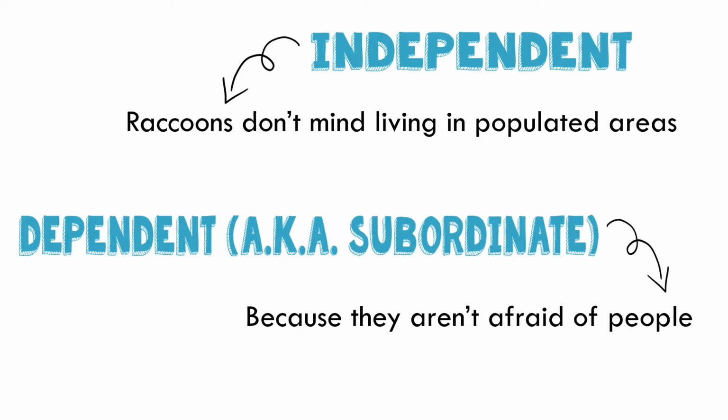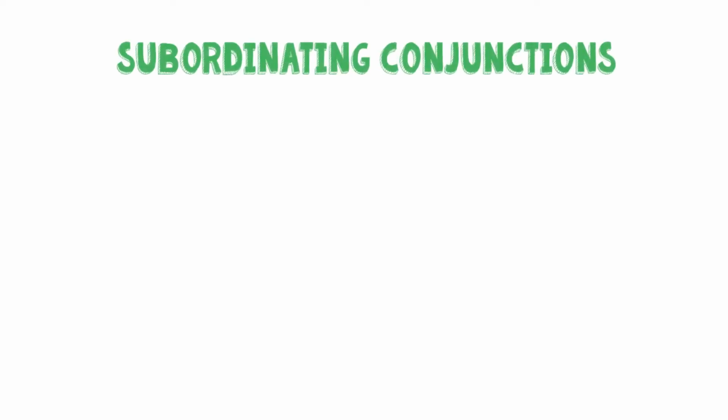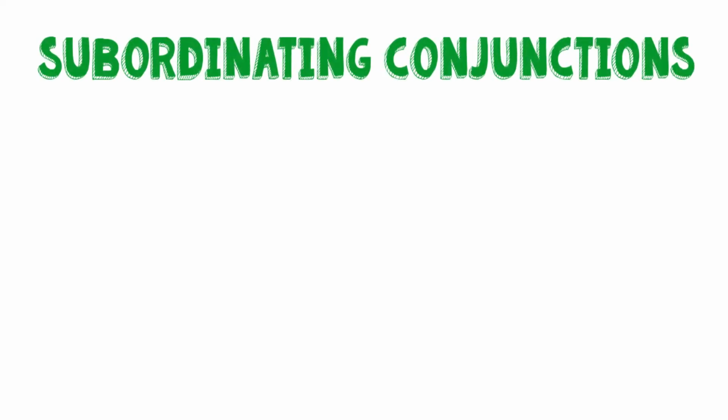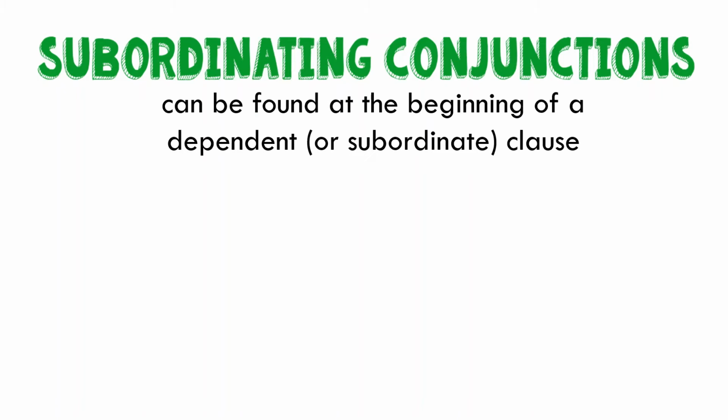Dependent clauses are also known as subordinate clauses. The first word in this clause is called a subordinating conjunction. In this case, it's the word because. Subordinating conjunctions can be found at the beginning of a dependent or subordinate clause. We can put our independent and dependent clauses together to form a complete sentence.